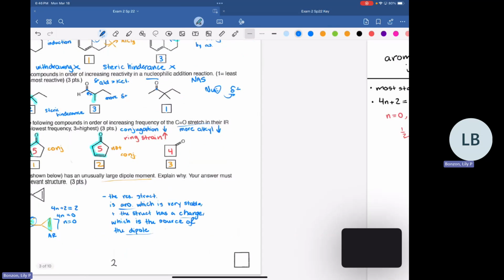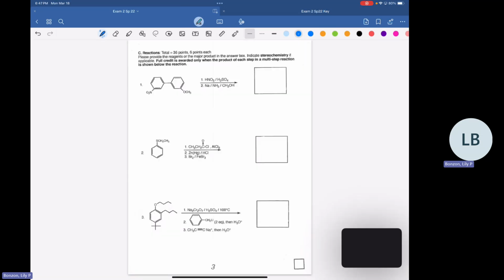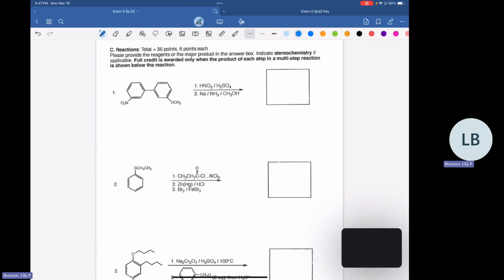Okay, we're gonna move on to the reaction section. So again, definitely know the first page of your aromatic reactions, and then EAS, NAS, and those should be the big ones. And then just make sure you're refreshed on all your previous reactions.